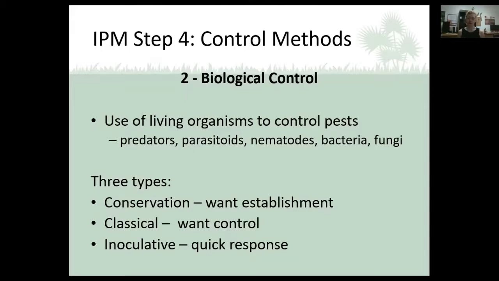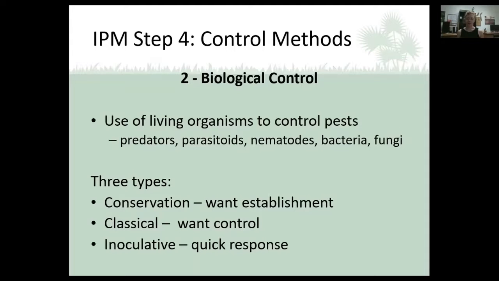Predators, parasitoids, nematodes, bacteria like Wolbachia, and fungi are all biological control because they are living organisms used to control other living organisms. There's conservative biological control, classical, and inoculative. They're not worth going into right now.